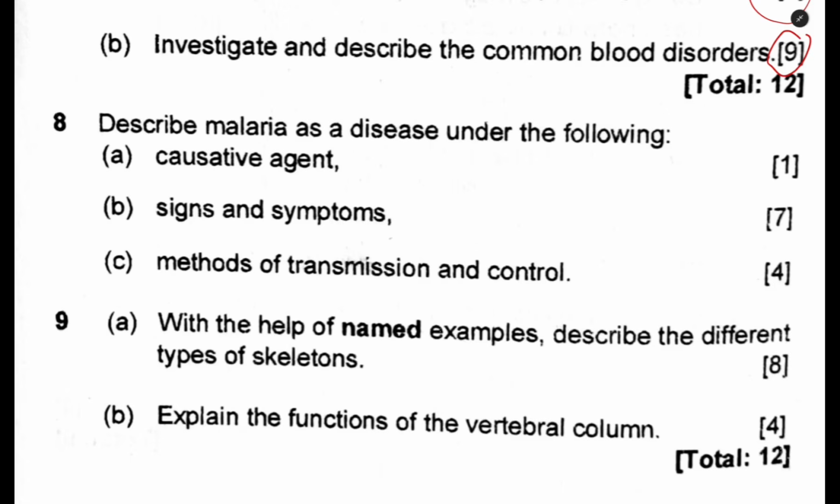So some of you were asking, I think one of you asked, what is a causative agent? A causative agent is just the agent that causes the disease. In the case of malaria, it is the plasmodium. Okay, that is the causative agent.